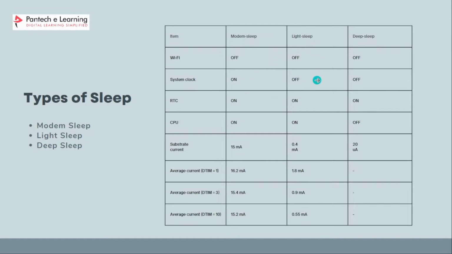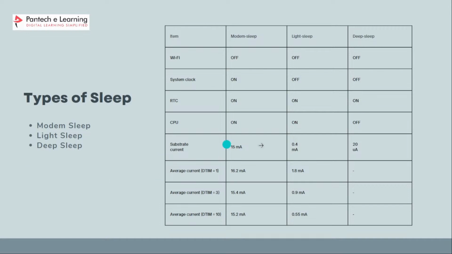In light sleep, both the Wi-Fi modem and the system clock turn off while the CPU and other components such as the RTC remain on. This mode consumes less power than modem sleep but takes a bit longer to wake up. And then comes deep sleep. In this mode, almost all system components including the CPU and system clock are turned off except the RTC. This mode consumes the least power and has the longest wake up time.